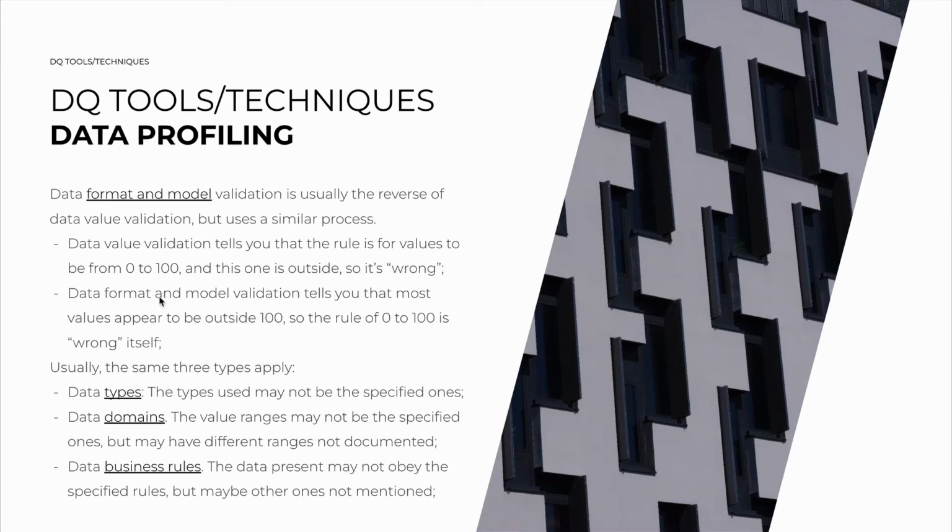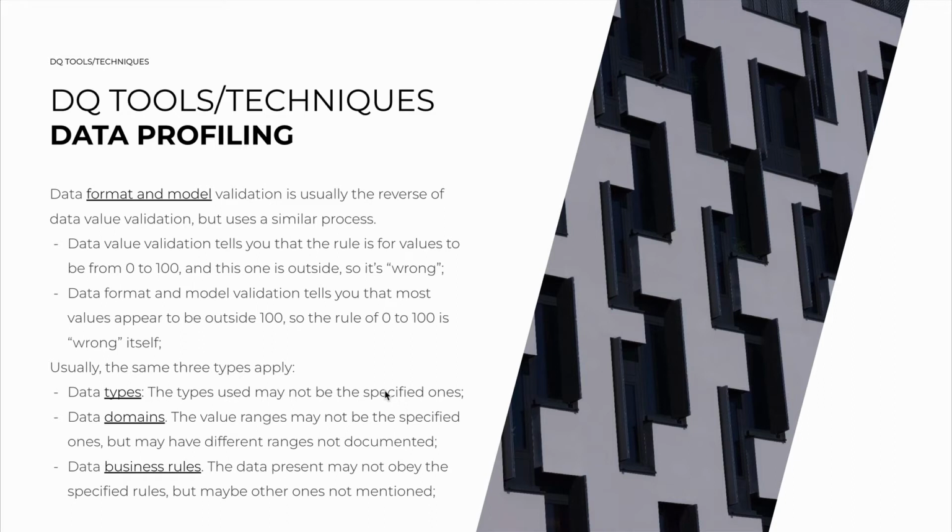But data format or model validation tells you the opposite. It looks at the values and tells you, hey, most of these appear to be outside 100. So for example, the rule of 0 to 100 is a wrong rule by itself. And usually, the same three types apply as for value validation. So first, you can validate the data types.